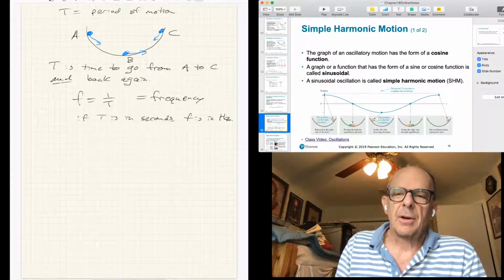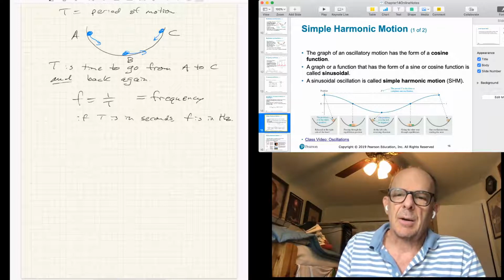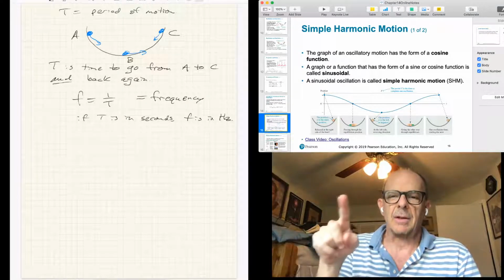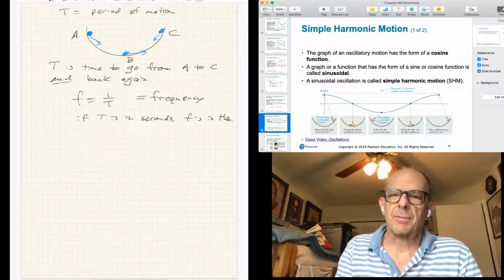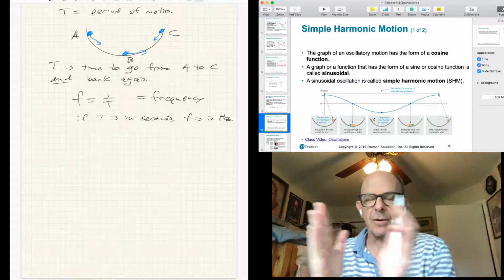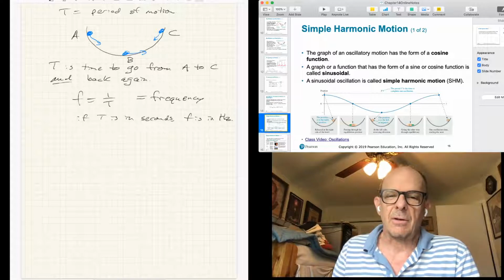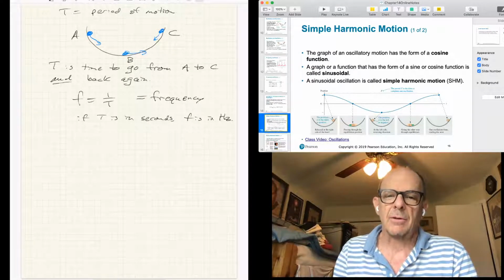So let's take a look at the particular case of simple harmonic motion, and that's the particular type of oscillatory motion that we're going to be talking about. In simple harmonic motion, the position of the thing that is oscillating is described by a sine curve. Here they're saying cosine. There's no difference between sine and cosine. They're just shifted left or right relative to each other. So if the oscillation is simple harmonic motion, it's going to be a sinusoidal oscillation.